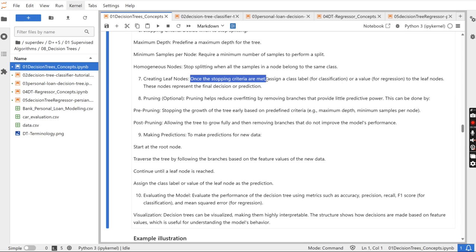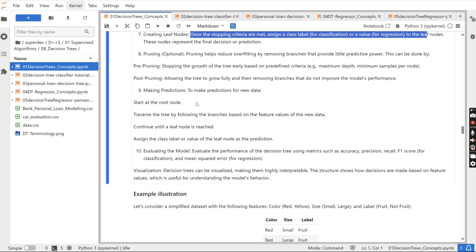Once the stopping criterion is met, it will assign a label for classification or a value for regression based on majority voting or average calculations.